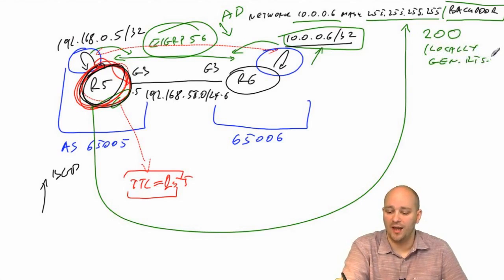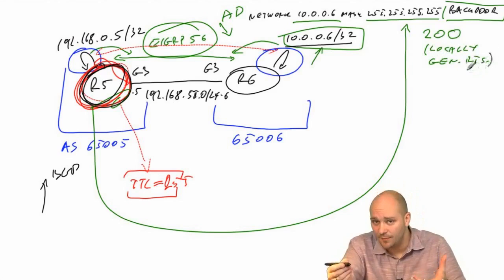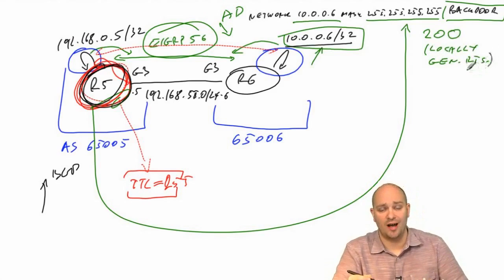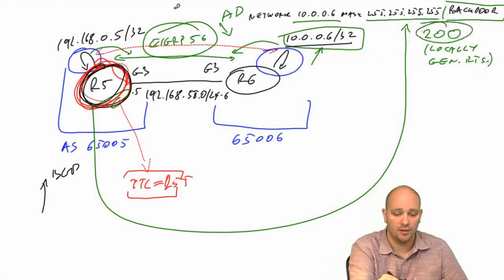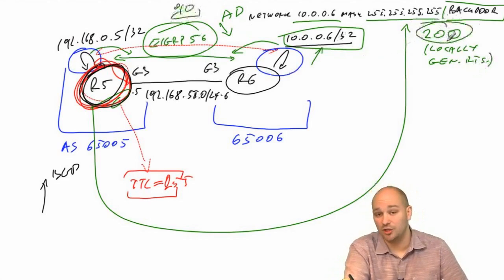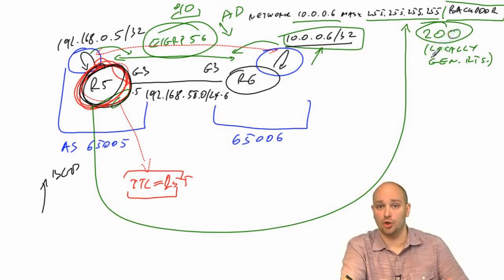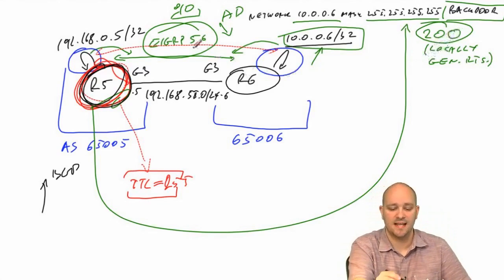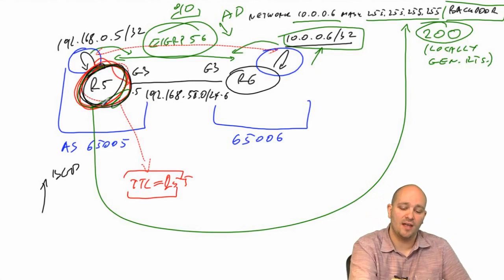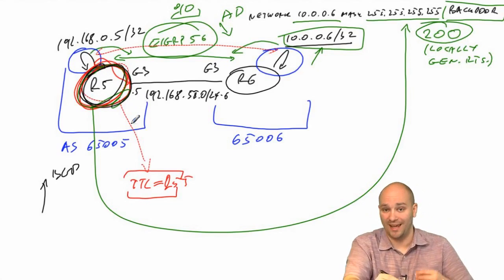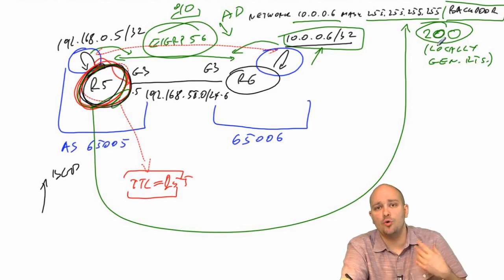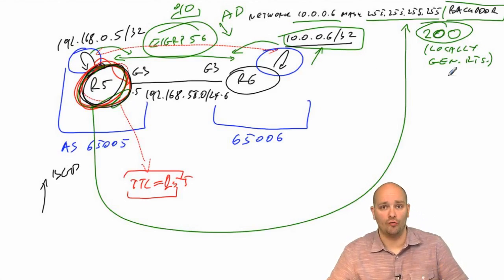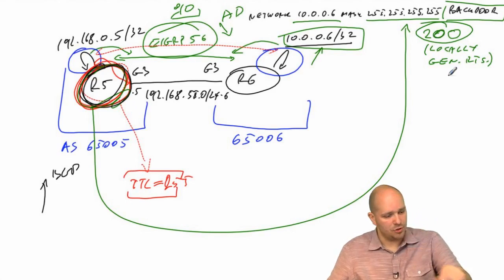Now, locally generated routes by default in IOS have the same admin distance as those routes learned from internal peers. Now, 200 is higher than 90. It is actually higher than all the IGPs. Hence, the whole idea of having internal BGP routes having higher admin distance, which means that on R5, the route learned from external BGP, which would by default have admin distance of 20, is now no longer going to be preferred over an EIGRP route. Let me show you that.